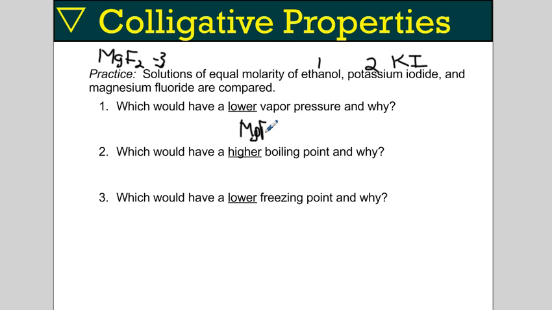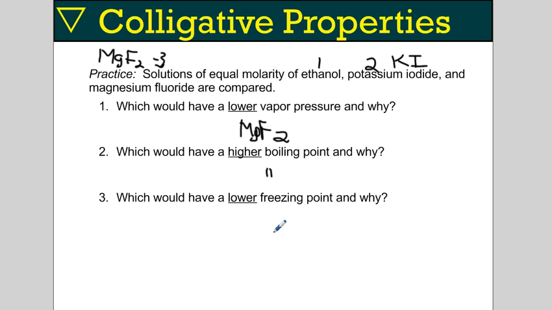Boy, this is difficult with a mouse. My pen ran out. I apologize. Which would have a higher boiling point? Keep in mind, what happens to boiling point when you add particles? It goes up. It boils at a higher temperature. More difficult to boil. Okay? Well, more particles means harder to boil, so ditto, magnesium fluoride is our solution.